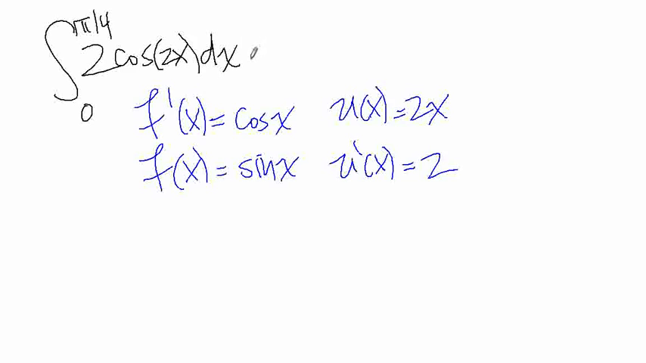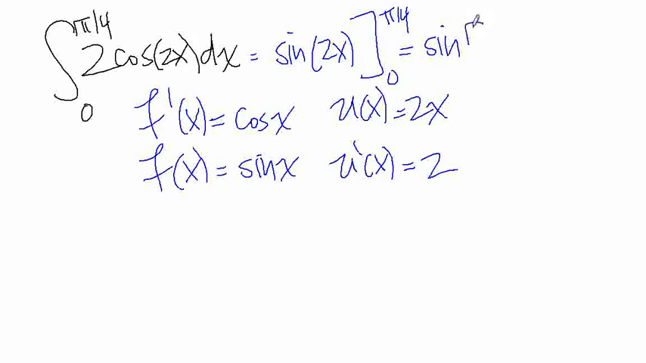Then the answer is the difference of two values with respect to the antiderivative, the sine of 2x. Let me write what I just said with that bracket notation I was talking about. So this is the sine of pi over 2 minus the sine of 0. That is 1 minus 0, or 1.